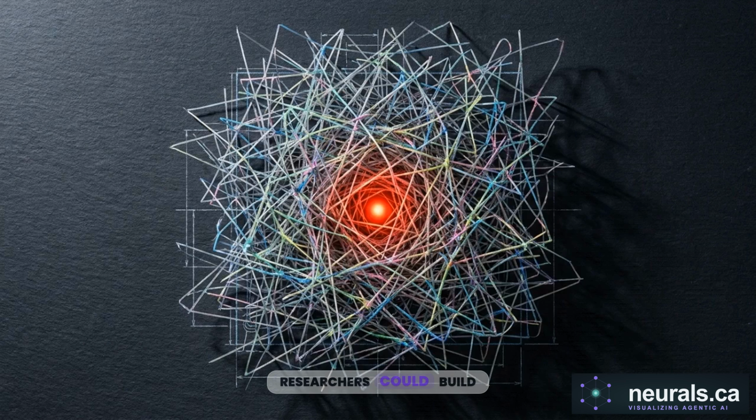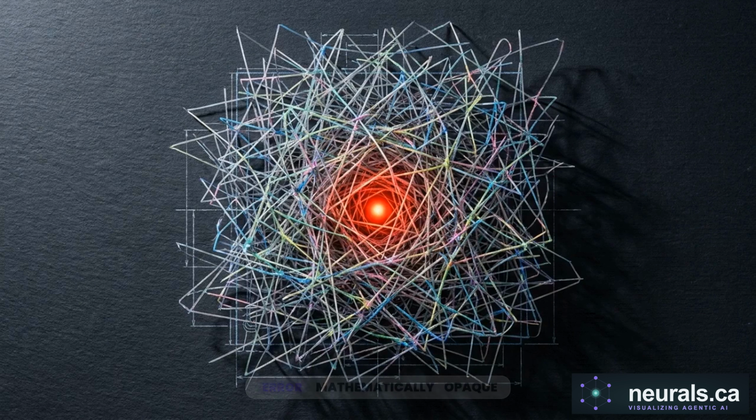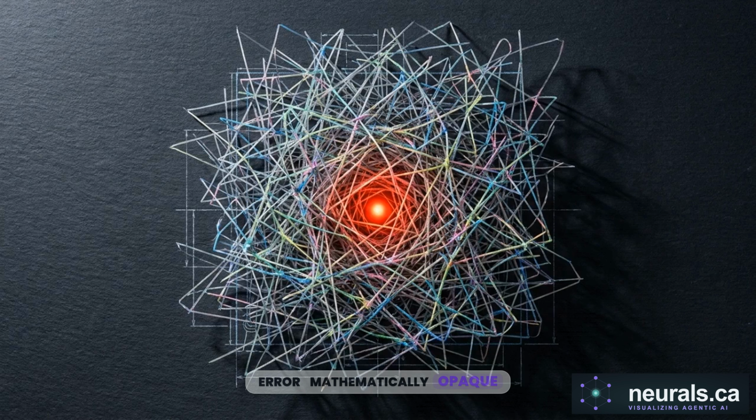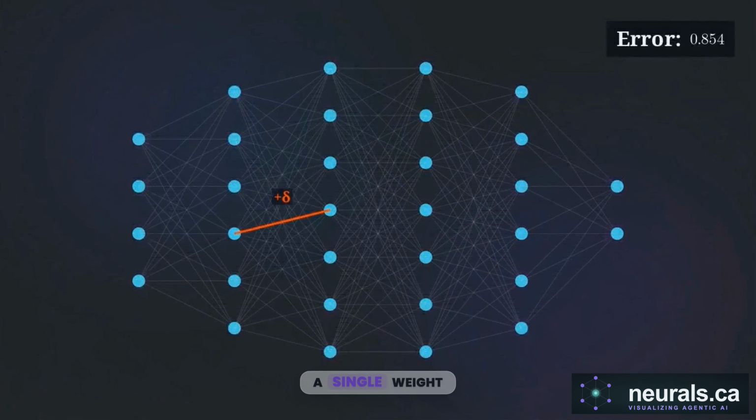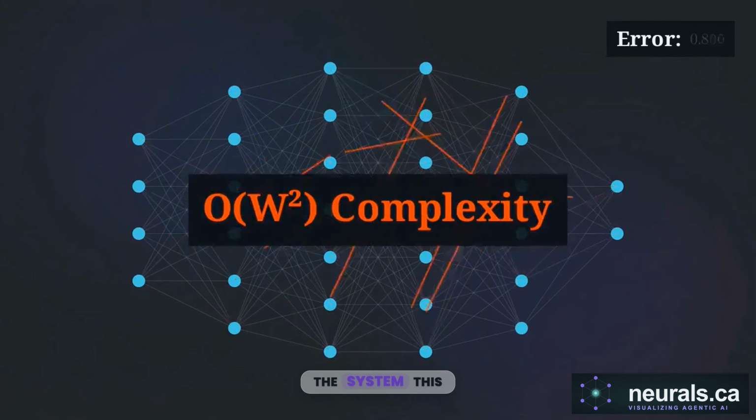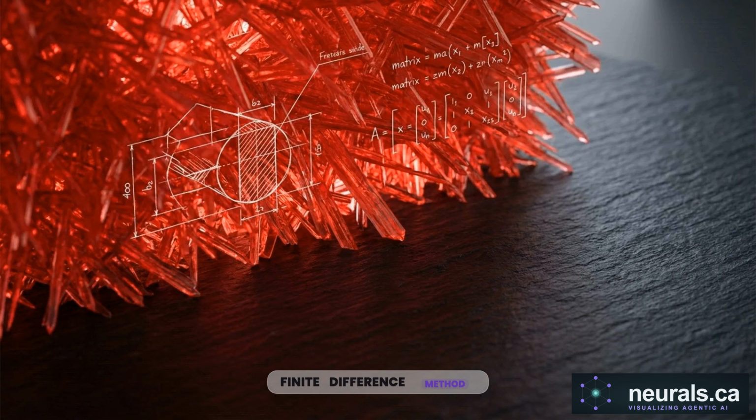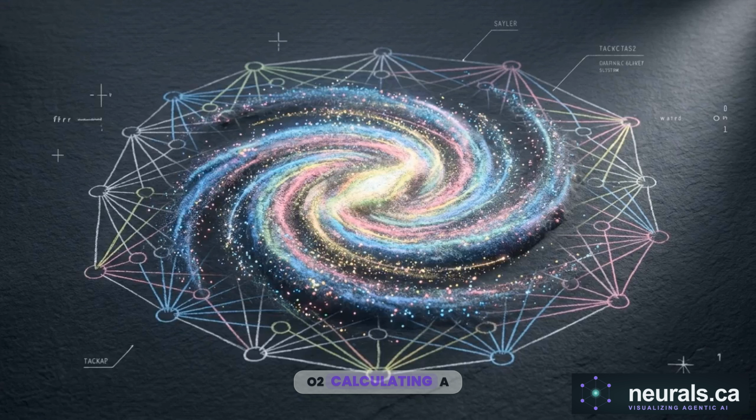Researchers could build deep, layered networks, but the very act of adding those layers made finding the root cause of an error mathematically opaque. The naive approach is to nudge a single weight, run the entire network forward to see if the error decreased, and then repeat that test for every other connection in the system. This finite difference method creates a quadratic time complexity problem, O(W²). Calculating a modern network this way would take longer than the age of the universe.